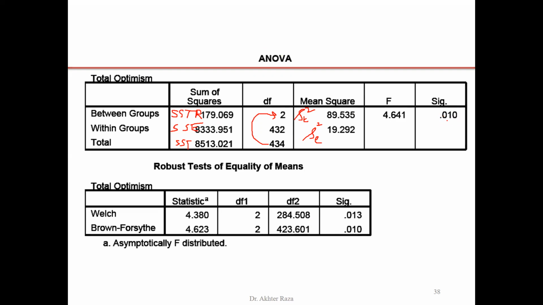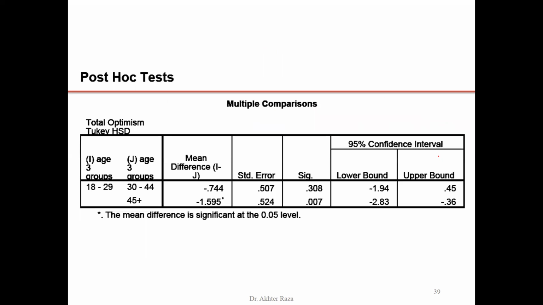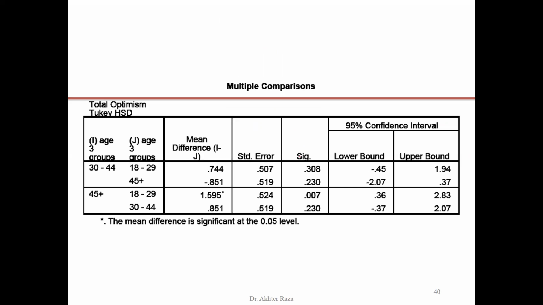Actually, this is an indication that the average optimism in all these 3 age groups is significantly different, or we have a significant difference in optimism in these 3 age groups. This is the conclusion. Now post hoc is needed because the null hypothesis is rejected. So we have compared age group 1 with age group 2, age group 1 with age group 3. So we have different hypotheses with these age groups.